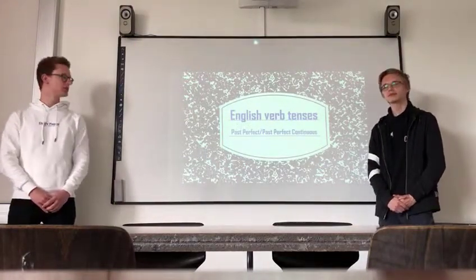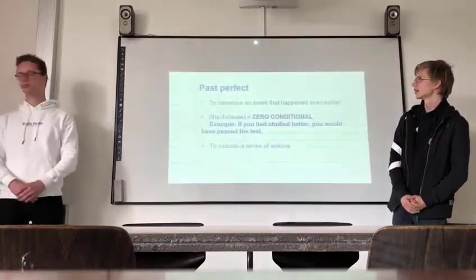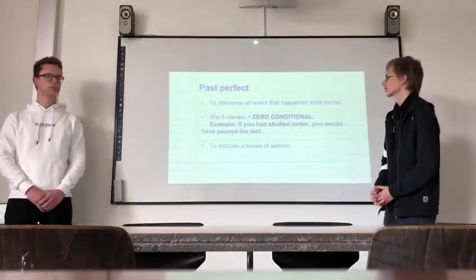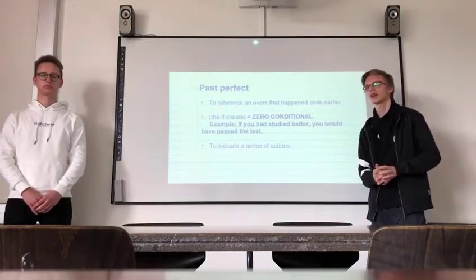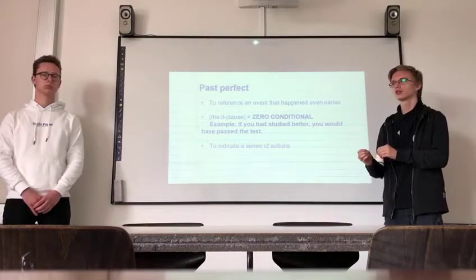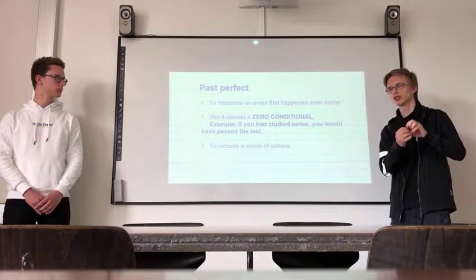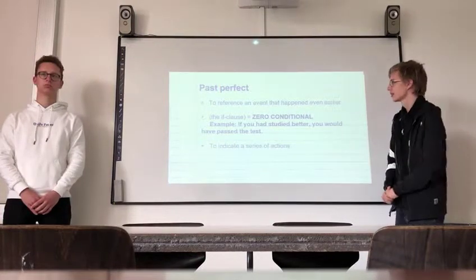Today, Casper and I are going to explain the past perfect and the past perfect continuous. First of all, the past perfect. The tense is used to reference an event that happened even earlier when you're talking about the past. For example, when you're talking about something that happened in the past and you want to reference an event that happened earlier than said event, use this tense.